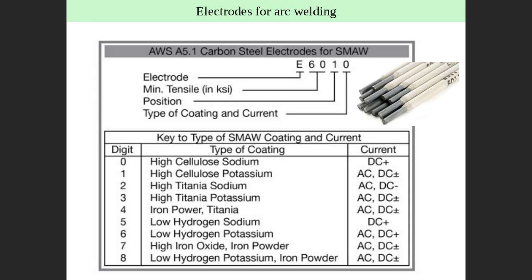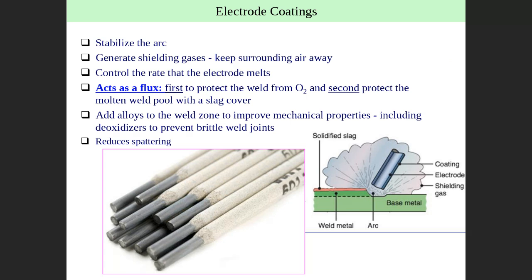The last number here describes the type of coating. Different types of coating are used as a flux: high cellulose sodium, high cellulose potassium, high titanium sodium, high titanium potassium. These are all used as a flux. This one describes the type of the flux and the type of material to be used as a flux here. So this is the description of the electrode.